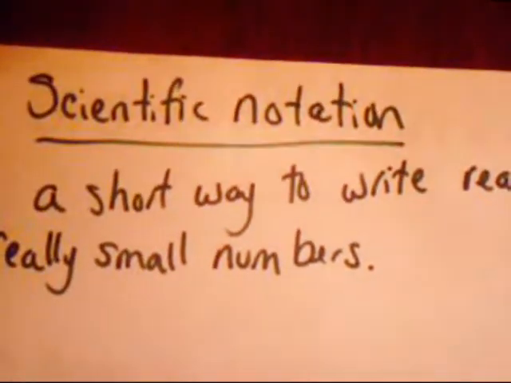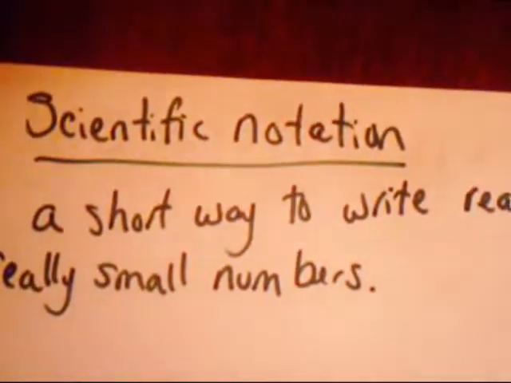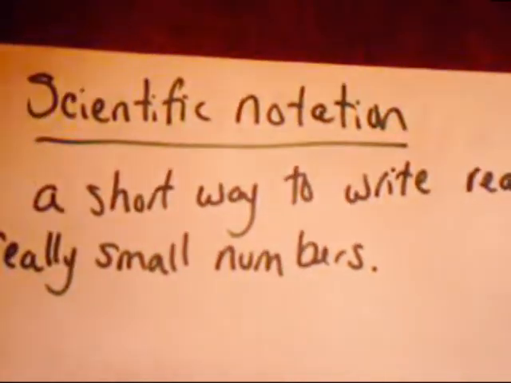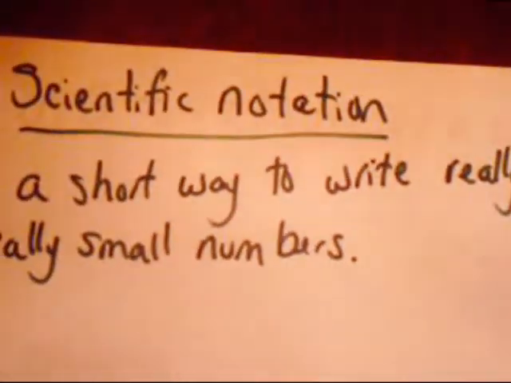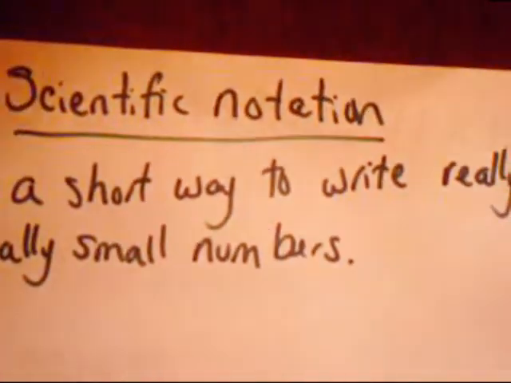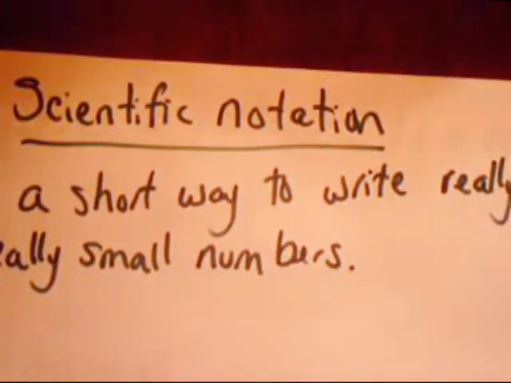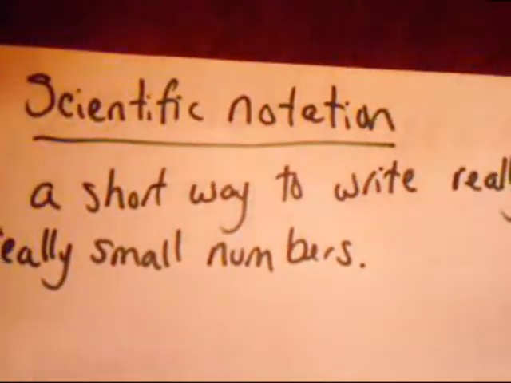Guys, this video is all about scientific notation. This is probably one of the easiest 8th grade math or algebraic kinds of operations that you guys are going to do in the 8th grade next year. Scientific notation is a short way to write a really big or a really small number.